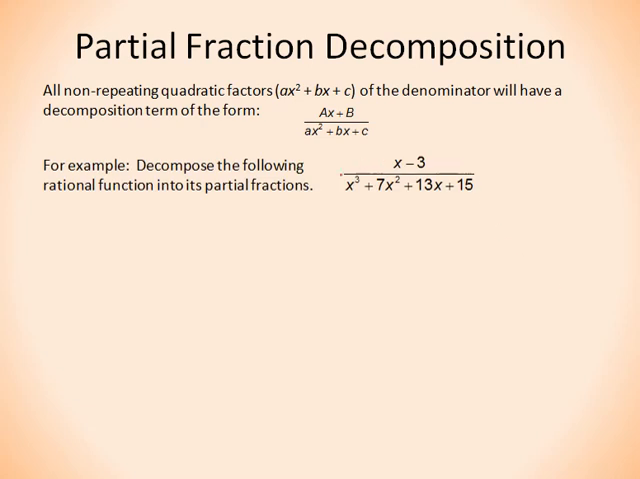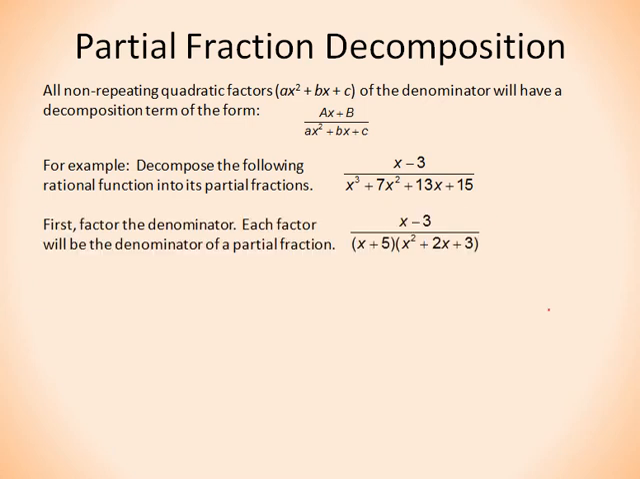If I have this rational function that I want to decompose, first thing I need to do is factor the denominator. And this one happens to factor this way. I have a non-repeated linear factor of x plus 5, and a non-repeated irreducible quadratic factor of x squared plus 2x plus 3. So I can write my original rational function as these two decomposition terms added together.